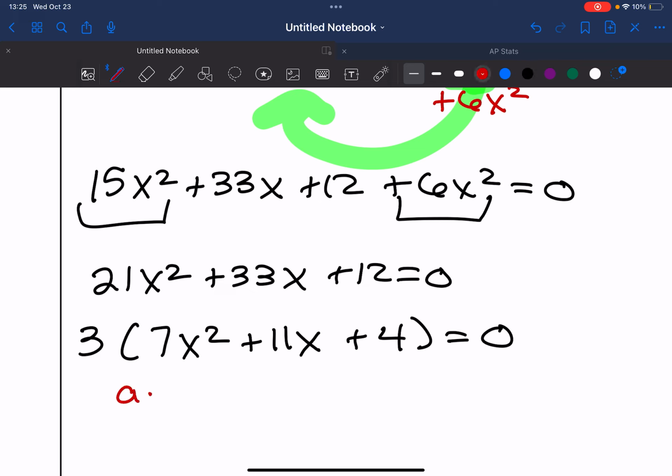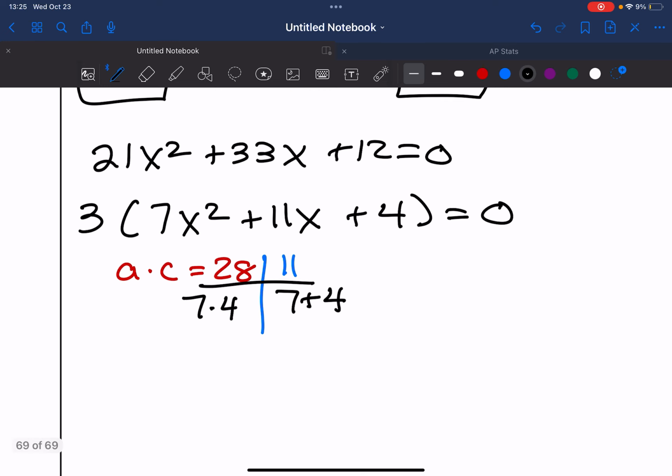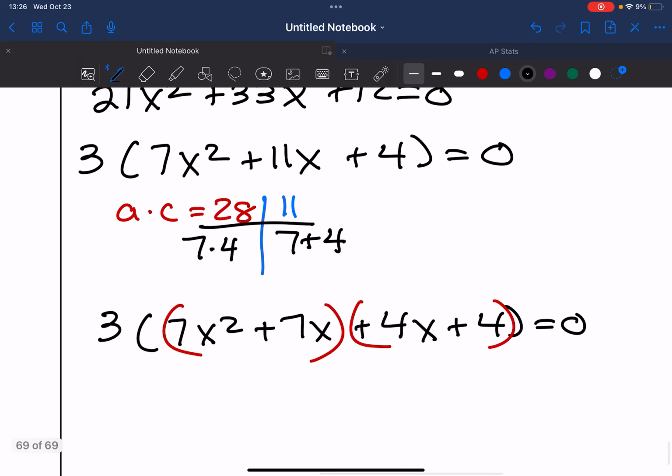And so my A times C is 7 times 4, which is 28. And my B value is 11. So I need two numbers that multiply to 28 but add to 11. And those numbers would be 7 times 4, or 7 plus 4. So that means I have 3 parentheses 7x squared plus 7x plus 4x plus 4 equals 0. Separate my first two terms and my last two terms.